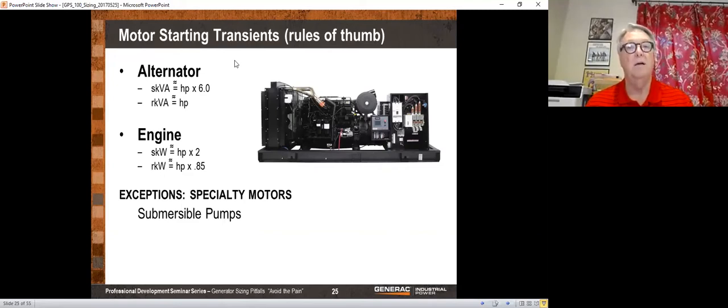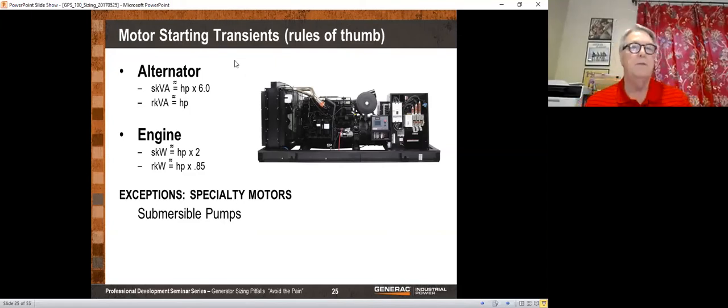What we have not talked about is the running kVA. After that motor has started and it's up to speed and running, your running kVA is approximately equal to the horsepower. Now the engine is different. It is responsible for kilowatts. So kVA is your volts and amps. That's strictly an alternator function. But the actual power coming out has to do with the engine. It gets that from your fuel.